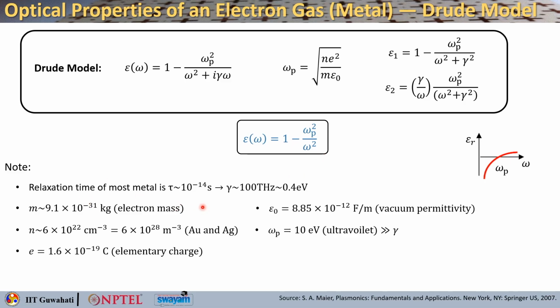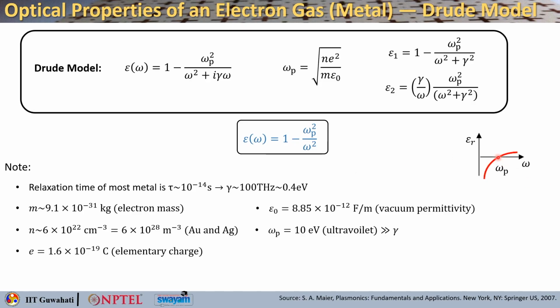Typically the relaxation time tau is of the order of 10 to the power minus 14 second, which gives you a gamma of around 100 terahertz, and that is 0.4 electron volt. The mass of the electron is 9.1 times 10 to the power minus 31 kg, epsilon naught is 8.85 times 10 to the power minus 12 farad per meter, which is the vacuum permittivity, and n is the electron concentration. Typically you have 6 times 10 to the power 28 per meter cube for gold and silver, and the elementary charge of an electron is 1.6 times 10 to the power minus 19 coulomb. These are all constants that you should know.